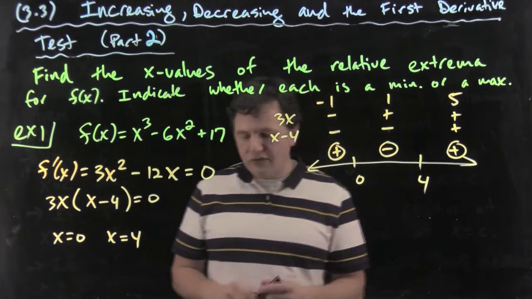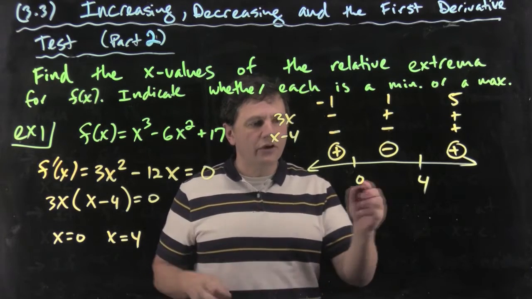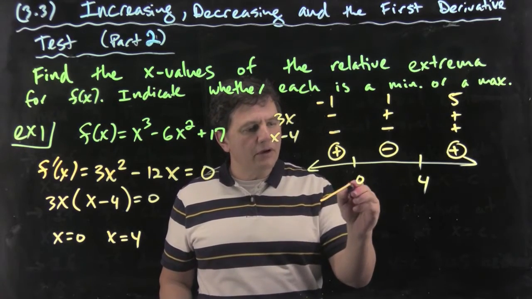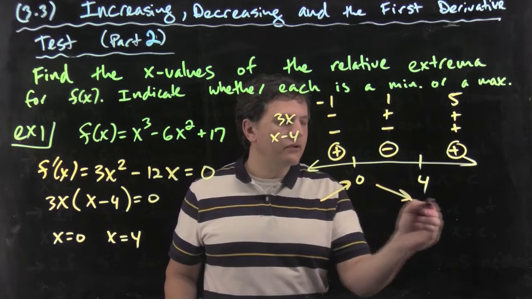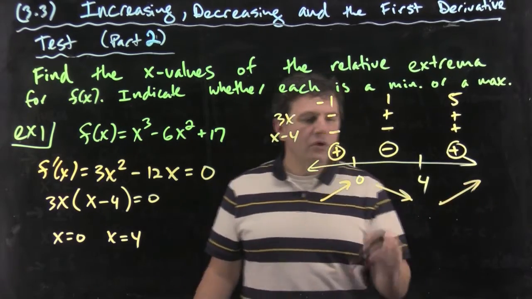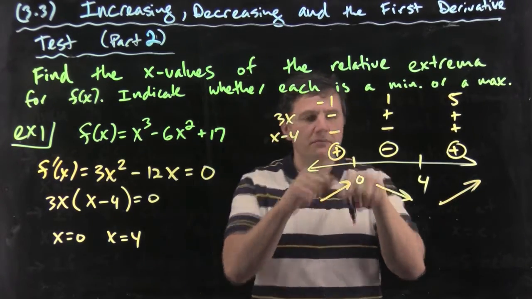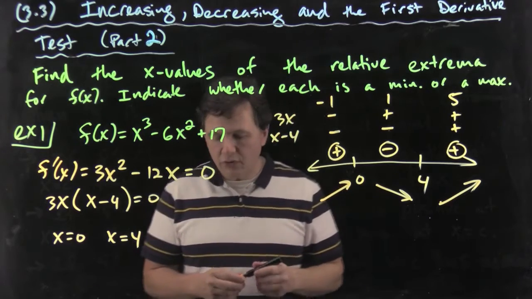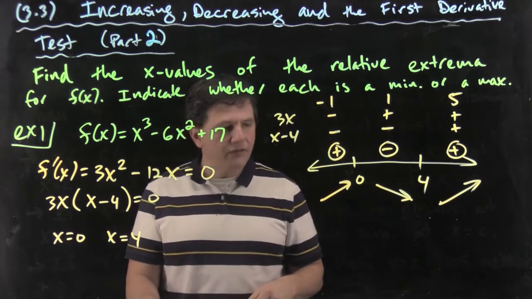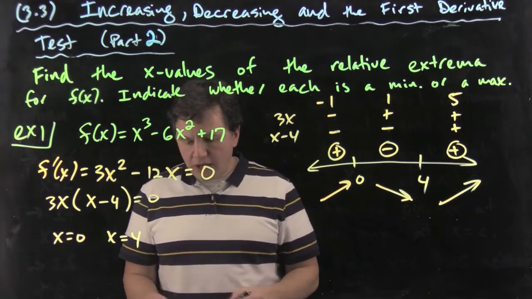But from this I can also tell whether I have a relative max or min, because if you think about what's happening here, right, so this is increasing, this is decreasing, this is increasing, we can actually see that this is going to give us a max at x equals 0. And that is our first derivative test. Okay, so let's go ahead and write that up.